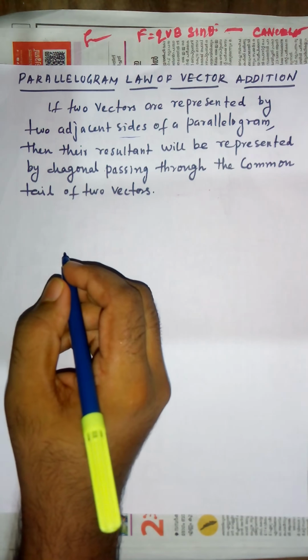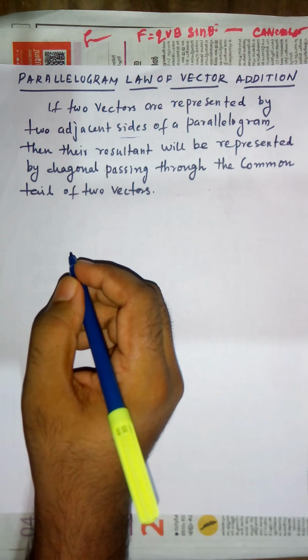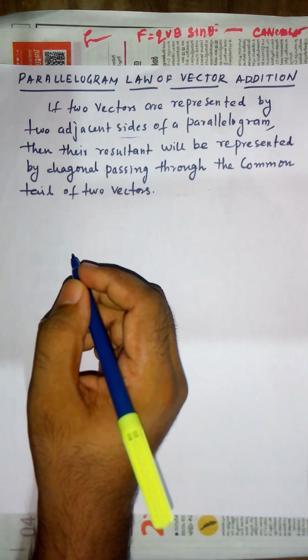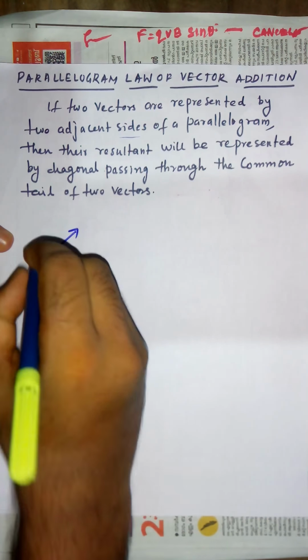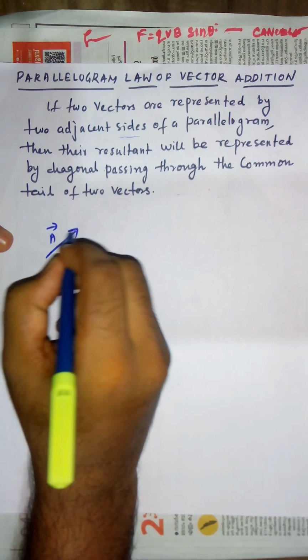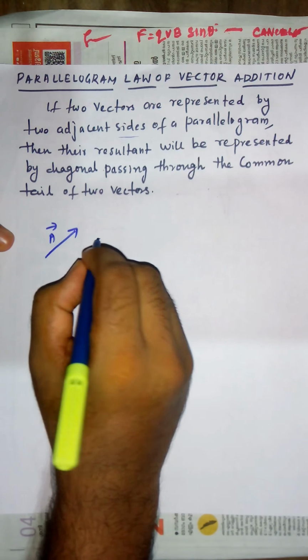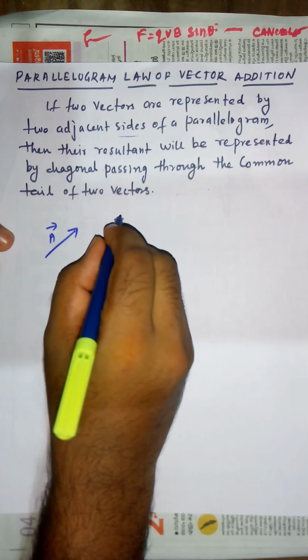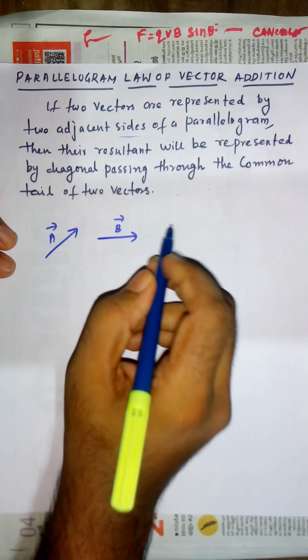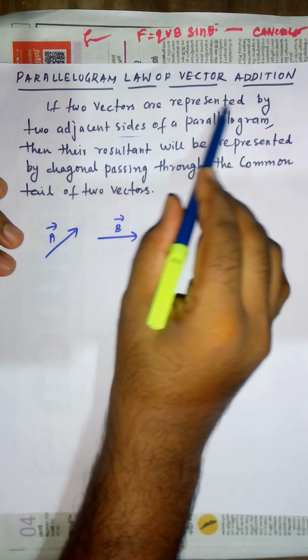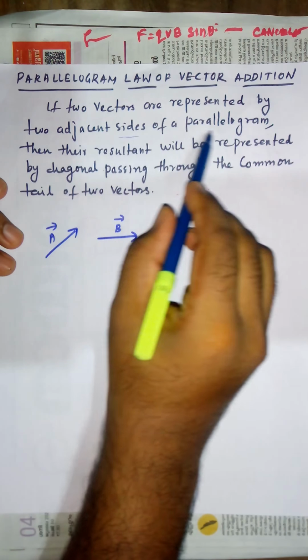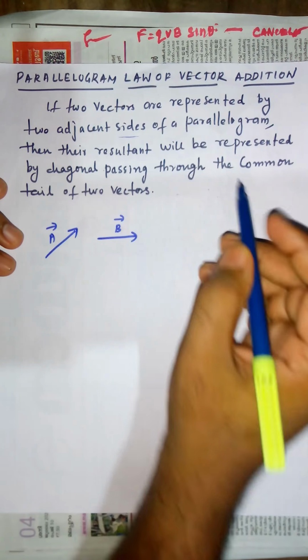Suppose I am having two vectors. As I considered earlier, I am considering two vectors here also. Okay, so one vector I can consider in any direction, no problem. Suppose I am considering one vector a here, and another vector b here. Okay, right.